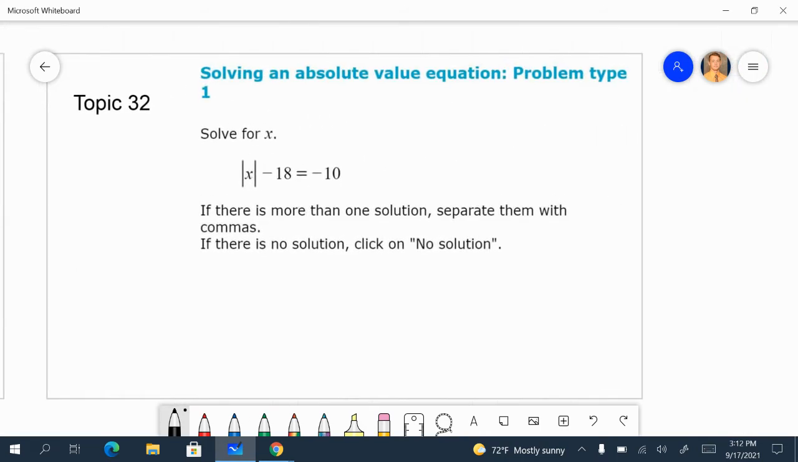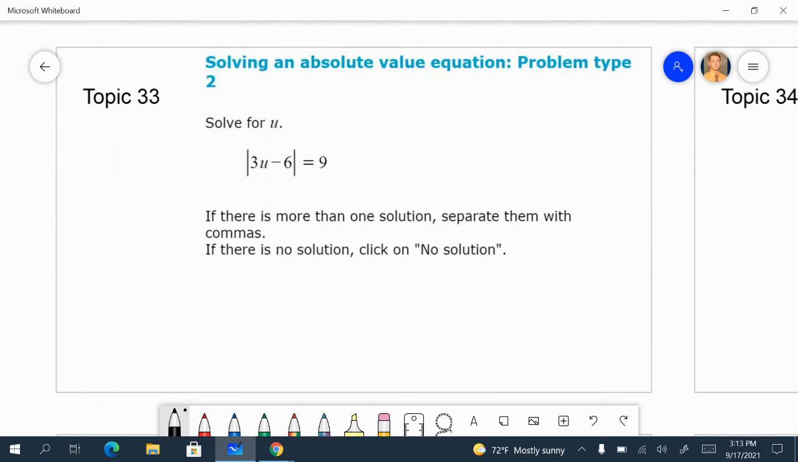Topic number 32. Now, if I'm doing topic number 32, I am going to first get everything away from that absolute value symbol. So for this one, I'm going to add 18 to both sides. If I add 18 to both sides, I get absolute value of x equals just an 8. Now, what numbers, if I put numbers in for x, would equal 8 after you do the absolute value? Obviously, 8 would equal 8, but then also a negative 8 would turn positive into an 8. So there's your answer for number 32.